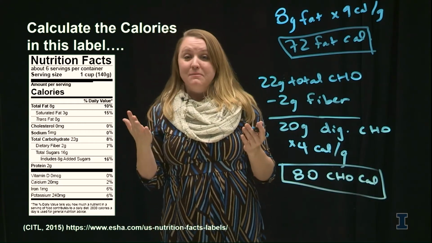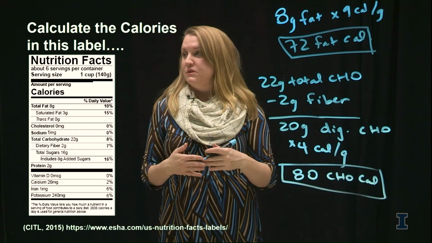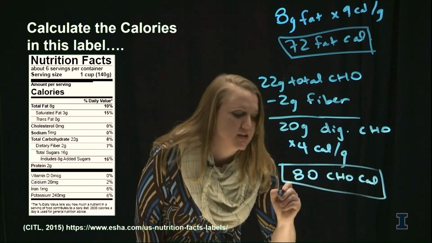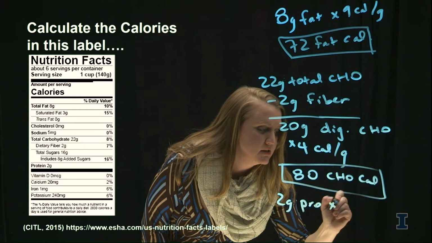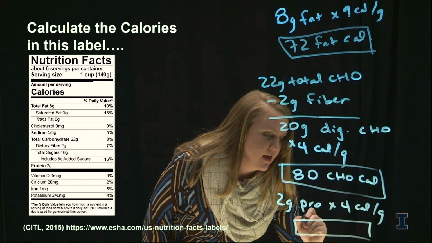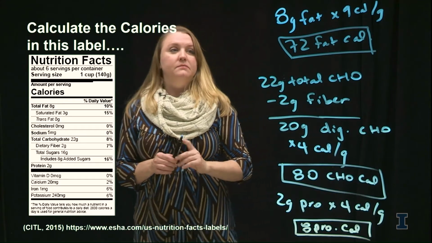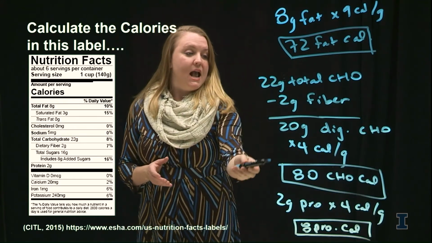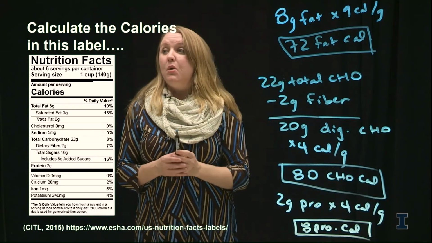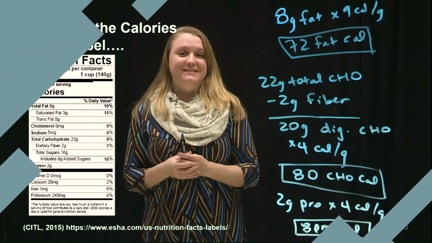Next, we have one last macronutrient that can be digestible and give ourselves calories in this particular foodstuff, and that's our protein. And you'll notice we have 2 grams of protein in one serving, so we can take 2 grams of protein times our 4 calories per gram, which gives us 8 protein calories. And if we add together 72 fat calories, 80 carbohydrate calories, and 8 protein calories, these 3 added together make 160 calories total in the serving of this foodstuff here.